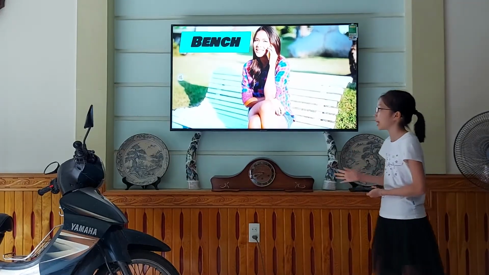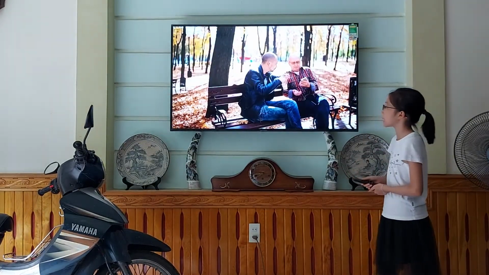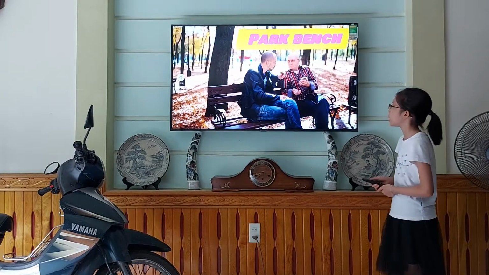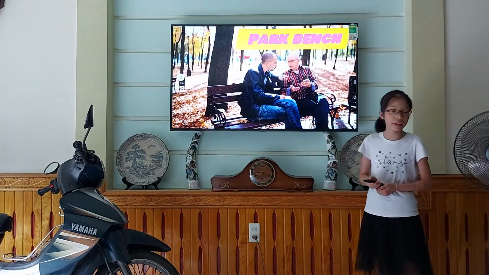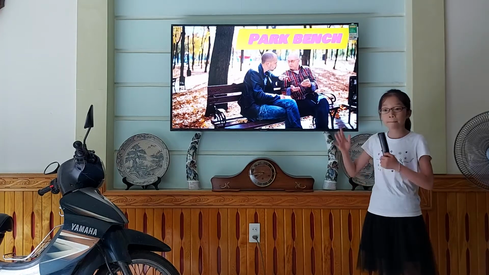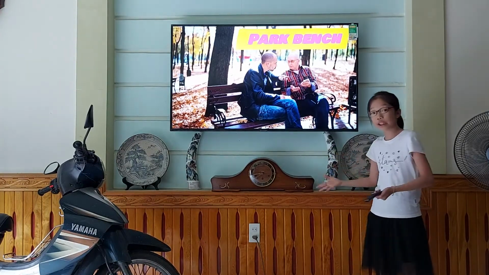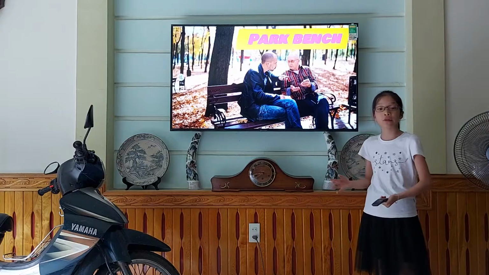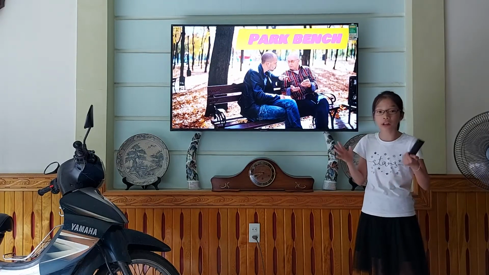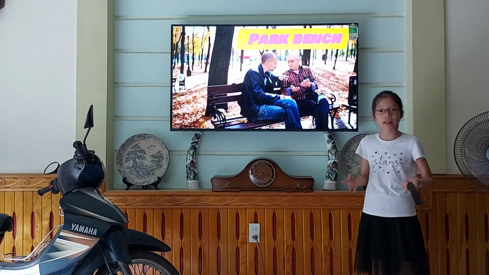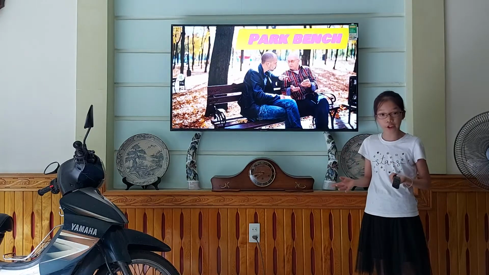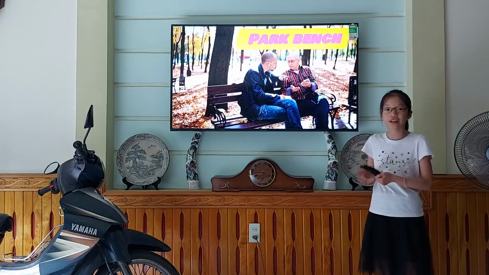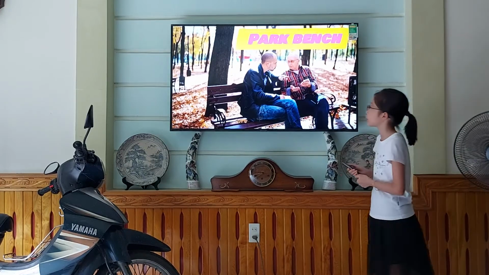If you see a bench in the park, you can call this a park bench. And this one might be a little bit tricky because we have park, which is P, and bench, which is B. So be careful when you say this word. I get messed up a lot of times when I've been practicing. So park bench. It is not park bench. There's a wrong pronunciation. So it is park bench.